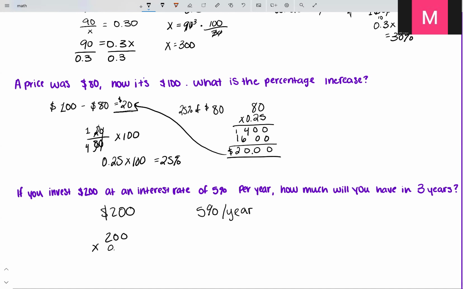Which is 0.05. And then we don't need to multiply these zeros because it'll just be more zeros. And we'll add our decimal place for 2 places. So that's $10 per year times 3 years equals $30 in 3 years.